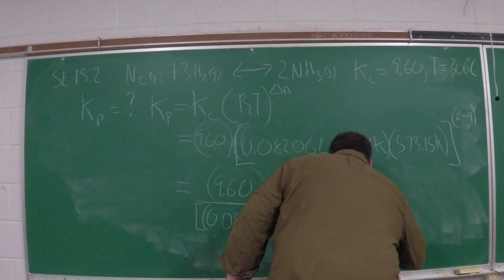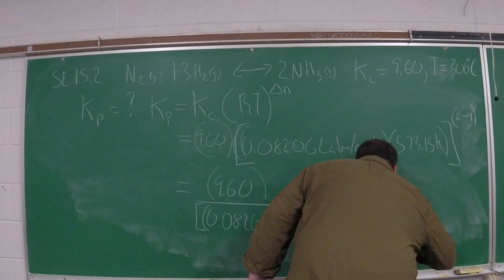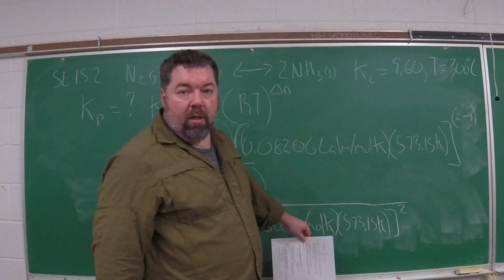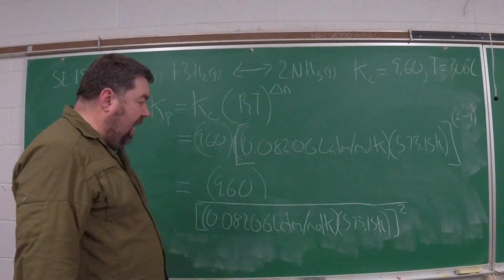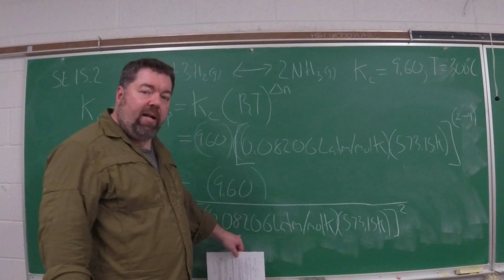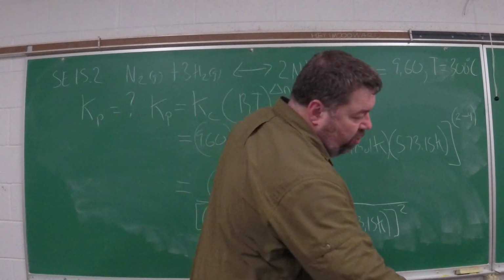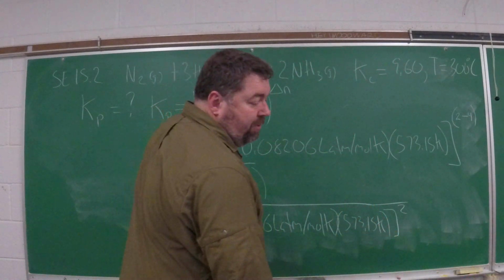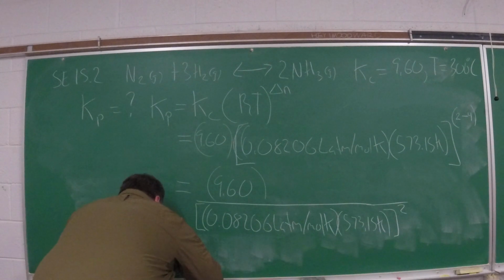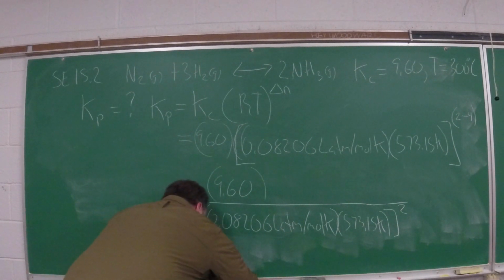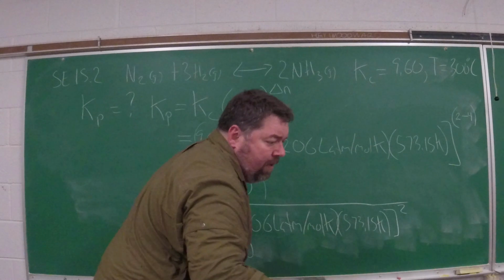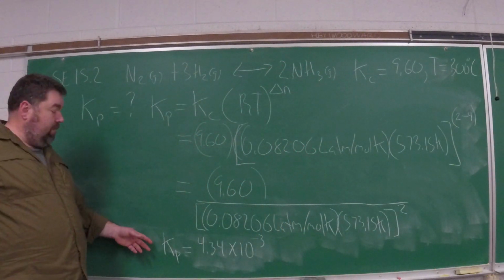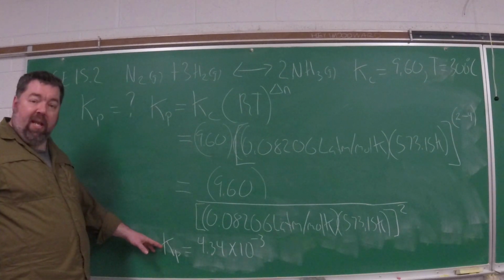Times 573.15 Kelvin. And then that is squared. Okay? So plug that into your calculator. Make sure you get this order of operations correct. All right? And according to our book, we get a mighty 4.34 times 10 to the -3 for our KP. Again, no units. No units on KC or KP. It's supposed to be a capital K.